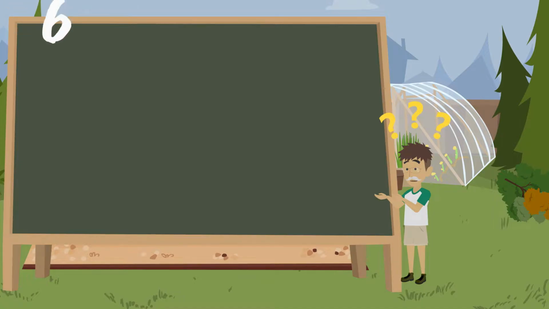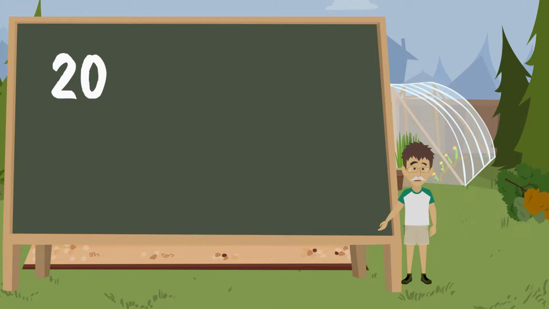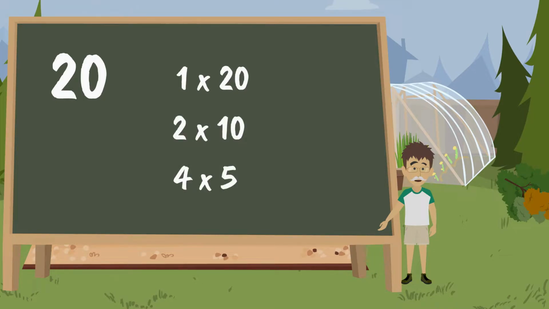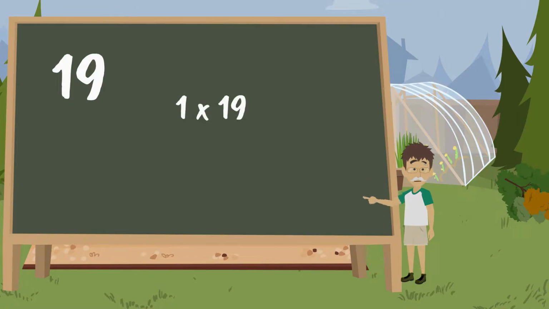Can you name the factors of 6? 6 has 4 factors, 1 and 6, and 2 and 3. What about 20? 20 has 6 factors, 1 and 20, 2 and 10, and 4 and 5. Finally, try 19. 19 only has 2 factors, 1 and 19.